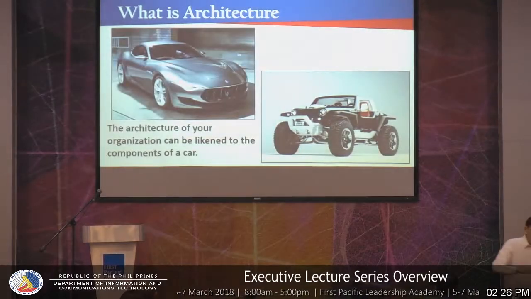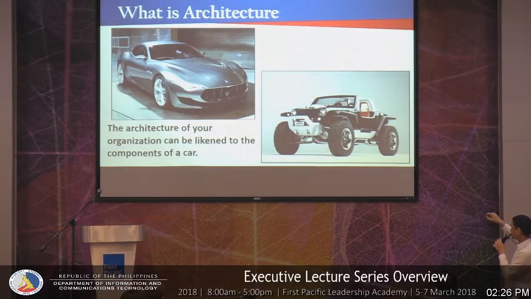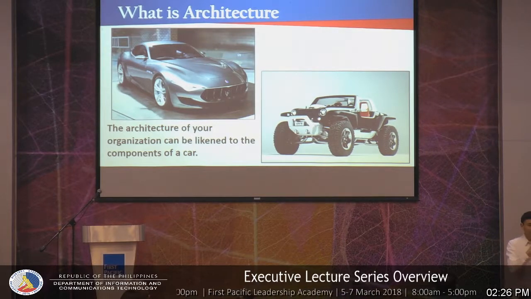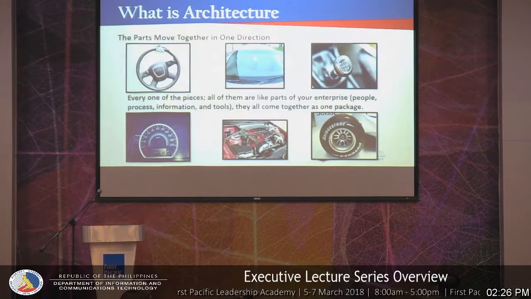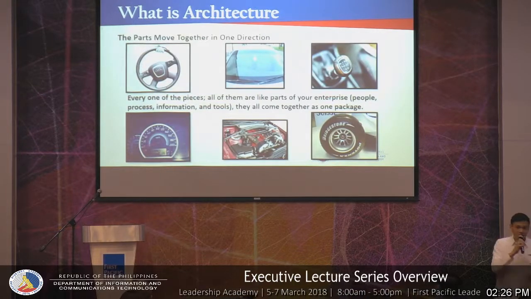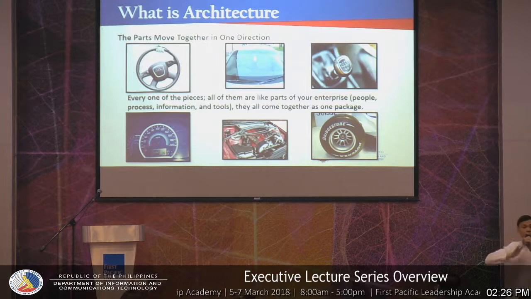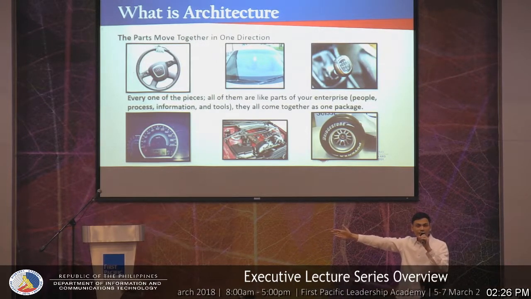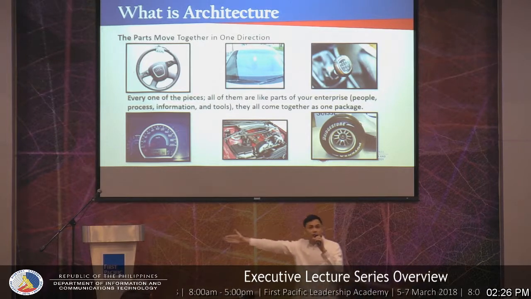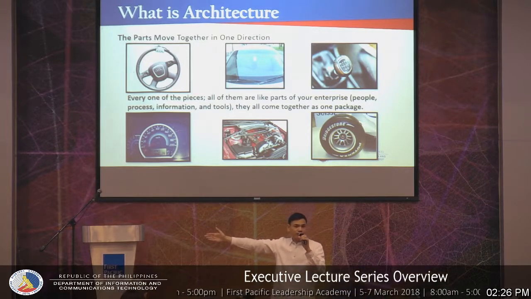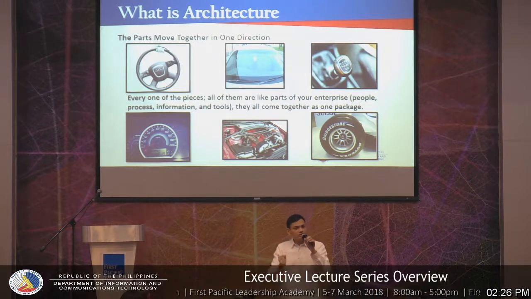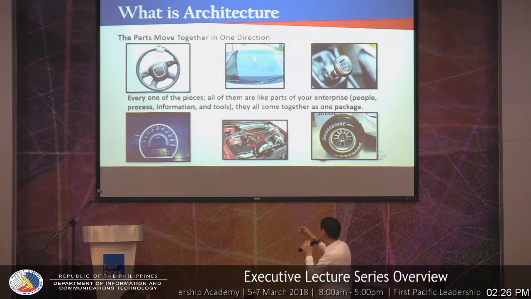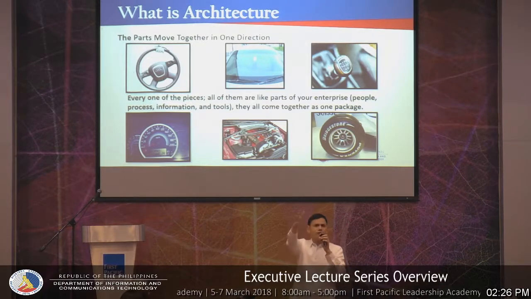So another example is a car. The architecture of your organization can be likened to the components of a car, but 10 times more, 100 times more complex. As a car, it functions as one organizational unit. It moves as one. Whether we like it or not, it moves in one direction. And every component of it has a function. One is the steering wheel that drives the direction: where are we going, what's going to be our path. One is the dashboard that tells us what's outside.